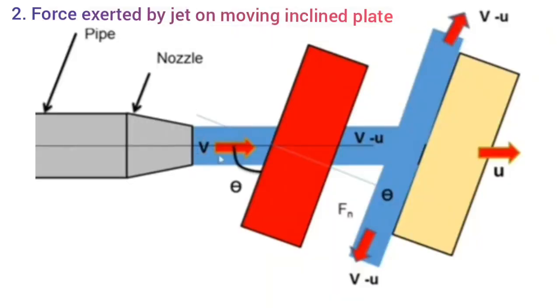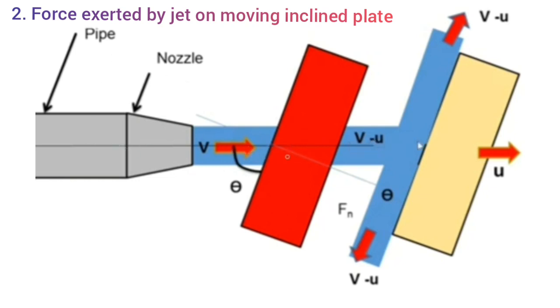Welcome to this video. In the last video we discussed the force exerted by a jet on a moving flat vertical plate. In this session we are discussing the force exerted by a jet on a moving inclined plate. In the figure you can see a nozzle connected to a pipe.